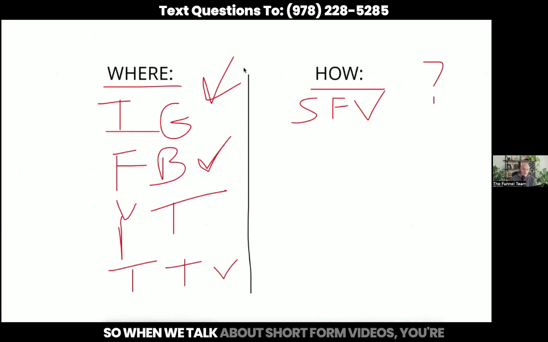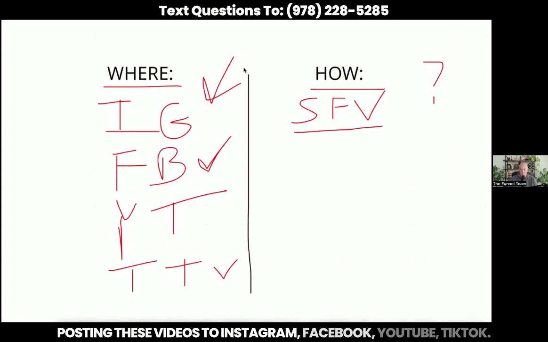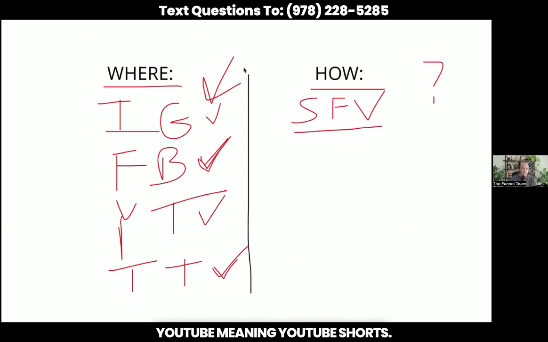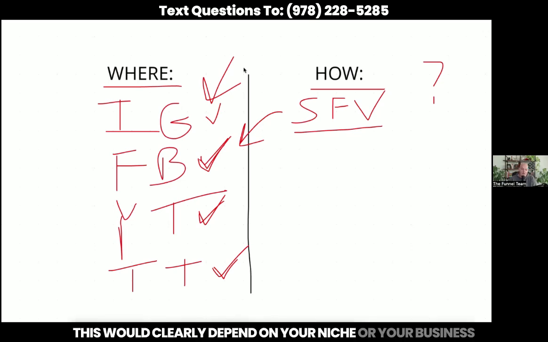So when we talk about short form videos, you're posting these videos to Instagram, Facebook, YouTube, TikTok. Okay. YouTube meaning YouTube Shorts. The video that you're watching right now is a long form video. It's not a short. So when we talk about these, we talk about all of these processes over here: Insta, Facebook, YouTube, TikTok. Okay. So now the question is, what is in the short form video? What type of content are you actually having people watch? Now, let's break that down. This would clearly depend on your niche or your business or what it is that you are trying to promote.